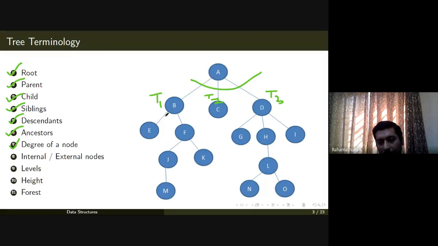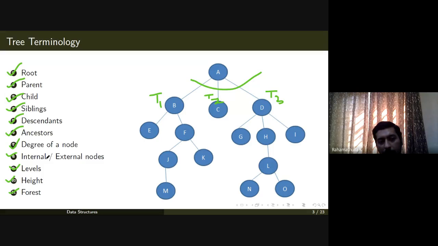And you can see that all these trees have disjoint sets of nodes in the actual tree. This tree has some set of nodes, this tree is having some set of nodes, and all these nodes are disjoint. So this sort of a disjoint set of nodes and this sort of a collection of trees are known as a forest.